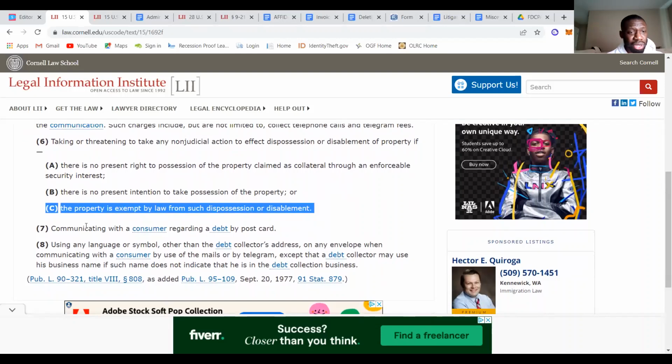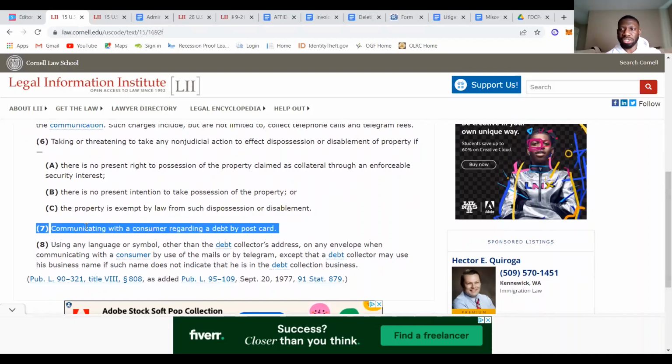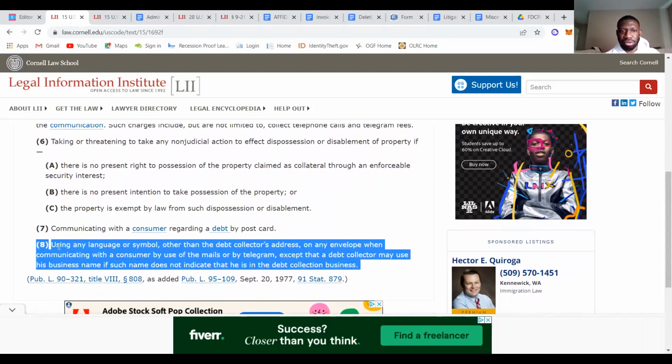Look, number 7 is redundant as well. 1692F number 7. Didn't we talk about communicating with a postcard earlier? $1,000, right? They don't really do postcards anymore, but look at number 8. Number 8 is going to be a violation for everybody. Using any language or symbol. Didn't we talk about that earlier? Any language. What's a language? This is an attempt to collect a debt. Okay, that's a violation. 15 USC 1692F number 8. Pursuant to 1692K, I need $1,000. Symbol. Chase's symbol, Bank of America's symbol. Why is it on this letter? I'm circling it. That's a violation of 15 USC 1692F number 8. Pursuant to 1692K, that's a violation.